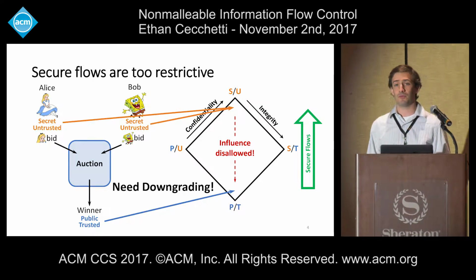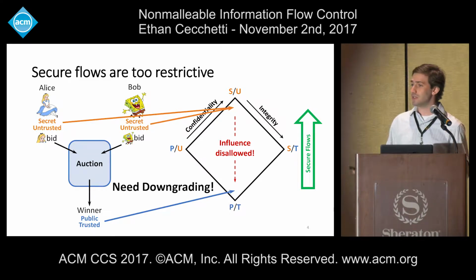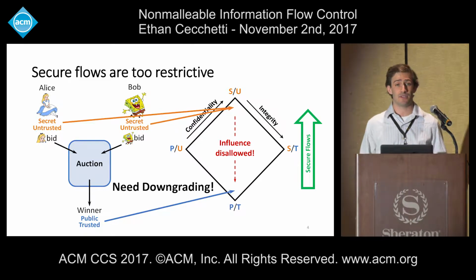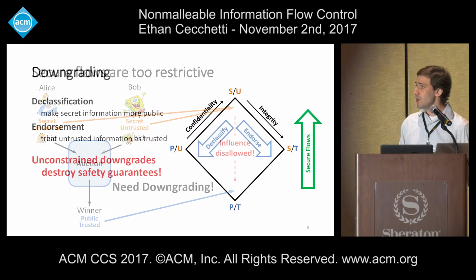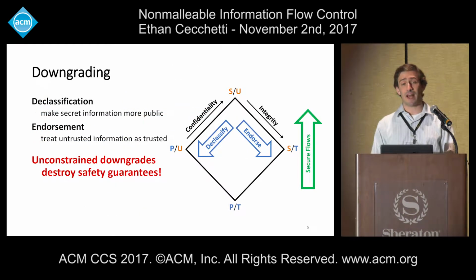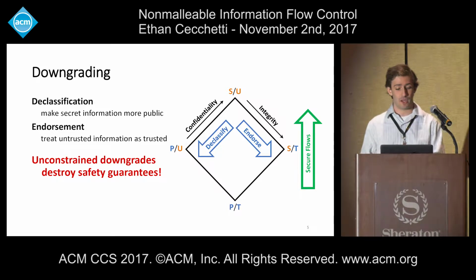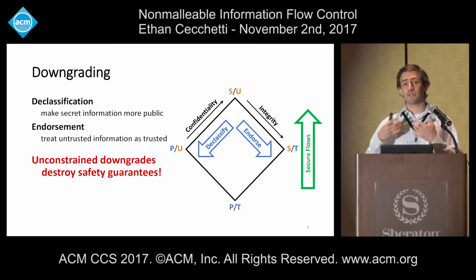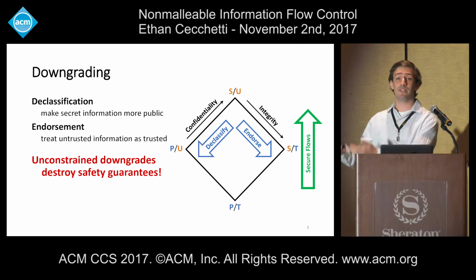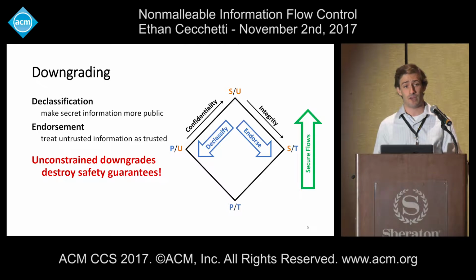And so, in order to implement this auction properly using these security policies, we need some means to downgrade the data and allow this influence to happen. There are two types of downgrading. For confidentiality, we can declassify data, so we take secret information and we make it more public. This is, say, after we've computed the output of the auction using secret data, it's marked as secret. We want to then declassify that result so everyone can read it.